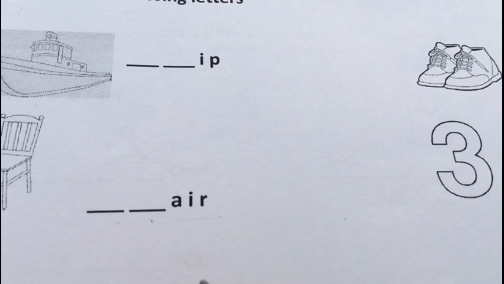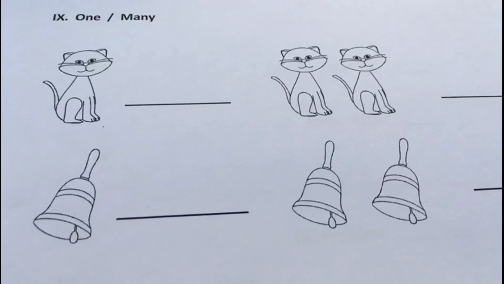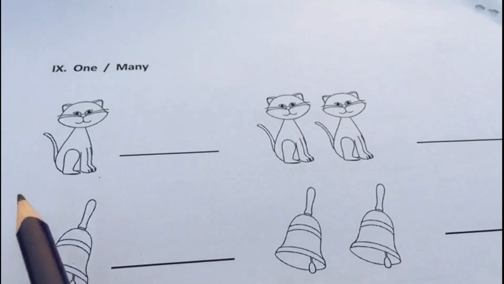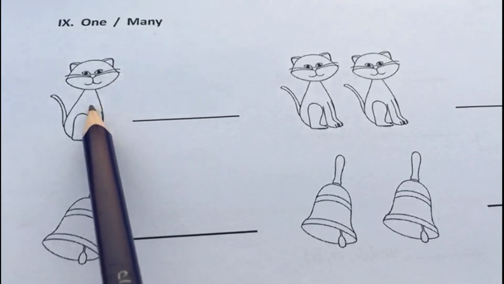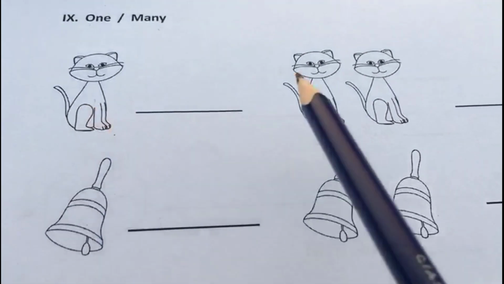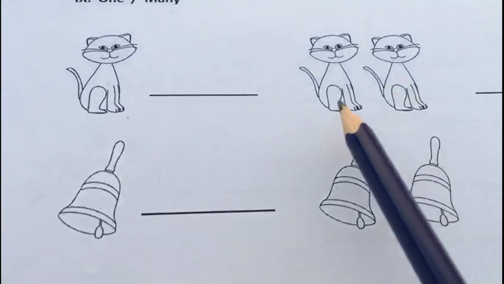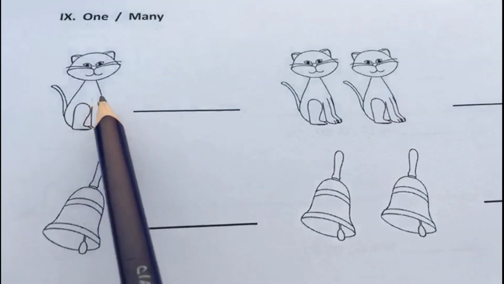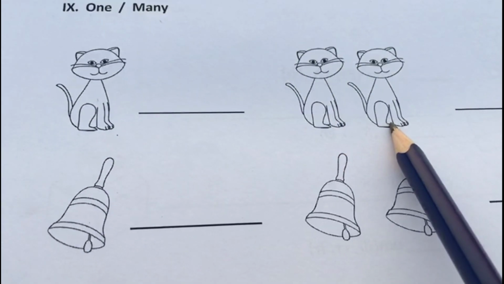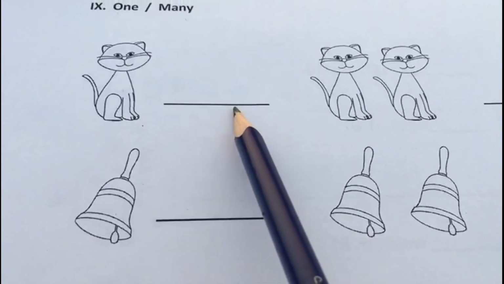This way you can make your child do these questions. This is the 9th question. This is based on one or many, like singular or plural. That means we should ask our child to add s or es to write the plural form of the noun. Singular means only one object or one person or one noun. Plural means more than one.